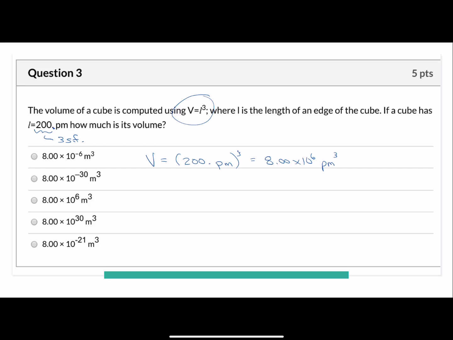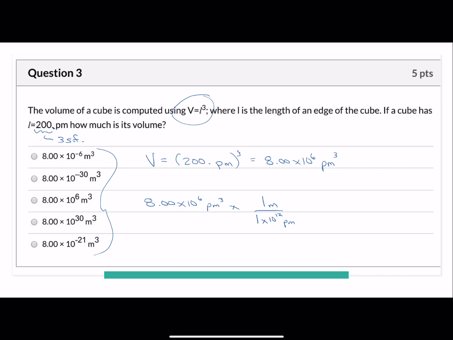Now, I want to convert that into meters cubed because you can see that every answer is given in cubic meters. So you might remember that in 1 meter, I have 10 to the 12 picometers. So in order to convert that into meters, I'm just going to put 8.00 times 10 to the 6 picometers cubed. And again, I know that in 1 meter, I have 1 times 10 to the 12 picometers, like that.